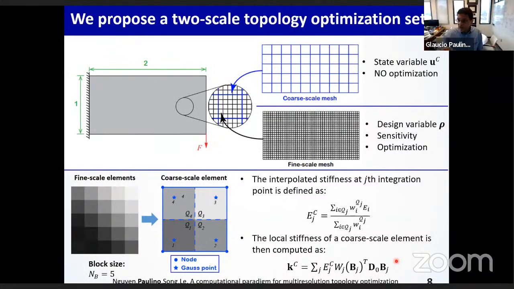In the coarse scale mesh, that's where we solve for the coarse grain information, displacements and the strains, the state equations, and there is no optimization. The fine scale mesh is where we have the optimization, the design variables and the sensitivities. So how does this work? Essentially here at the bottom left, you can see the fine scale elements and the coarse scale one. And the block size we introduce here is essentially associated to the number of divisions in the fine scale element. For example, for an edge in the fine scale here, the block size is 5. That's what corresponds to the edge in the coarse scale.